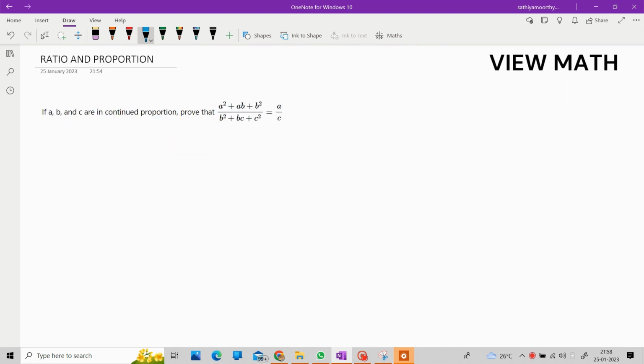Next problem. If a, b and c are in continued proportion, prove that (a square plus ab plus b square) by (b square plus bc plus c square) is equal to a by c.